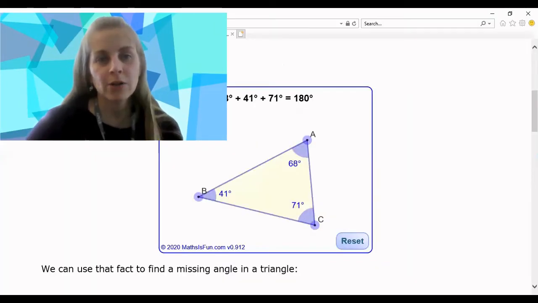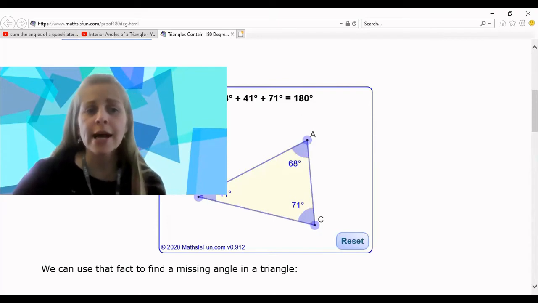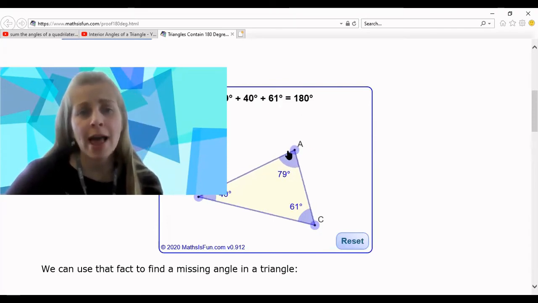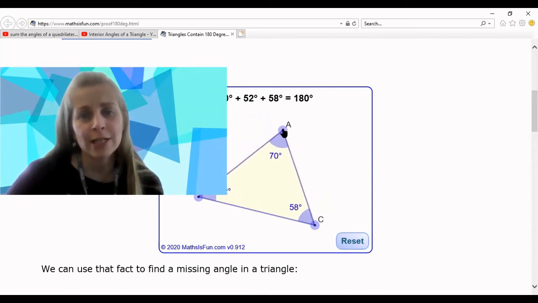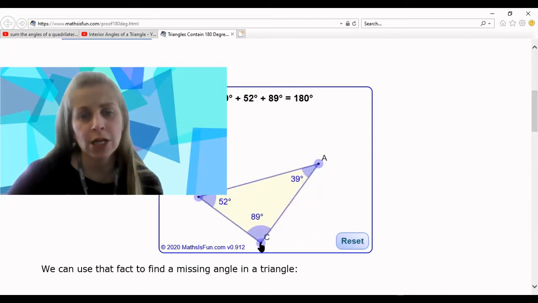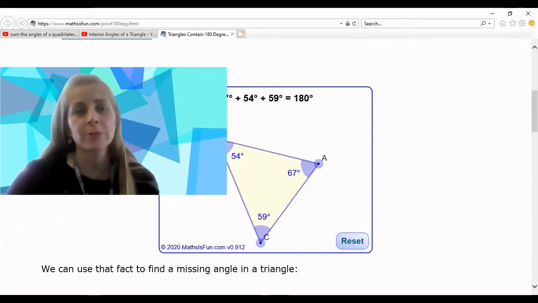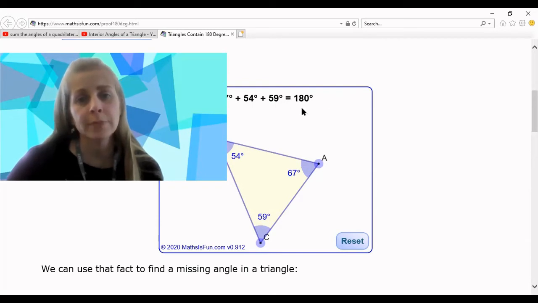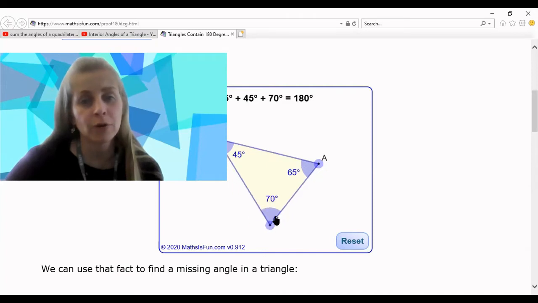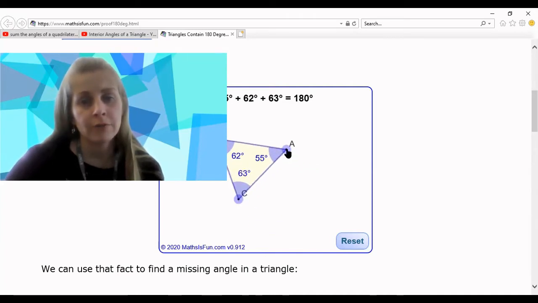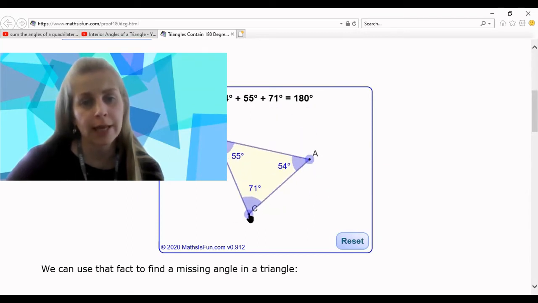You can see on this demonstration that whatever corner I'm dragging, whatever vertex I am touching and changing, the total of the interior angles is always going to be the same. It's always going to be 180 degrees, and that is always the case with any type of triangle. So whatever vertex I'm moving, you can see that is still the case.